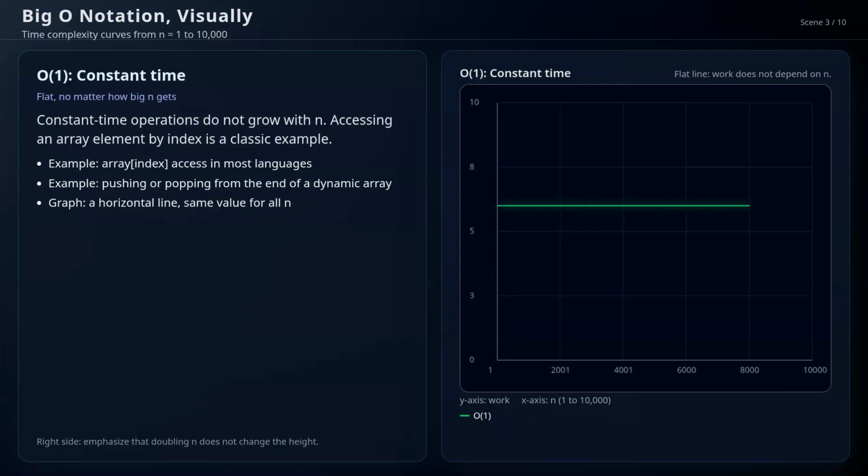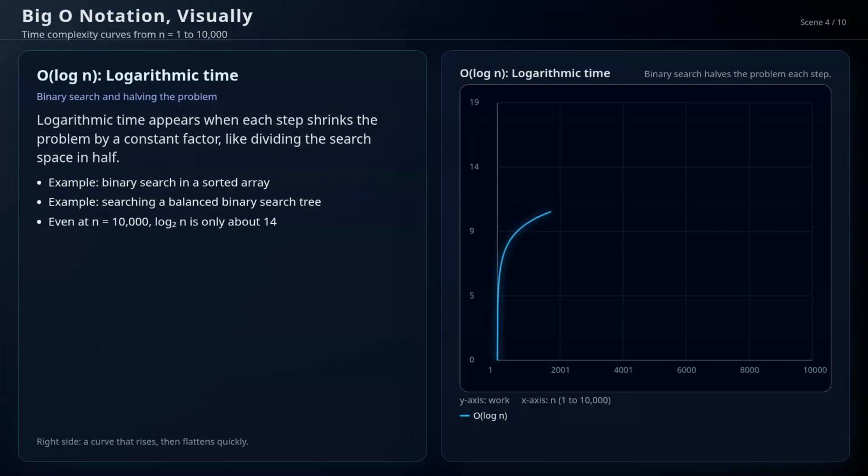Constant time, O of 1, means the work does not grow with n. On our graph, that looks like a flat horizontal line. Accessing an element by index in an array is typically O of 1. Reading an element takes about the same time whether the array has 100 elements or 10,000. In practice, nothing is perfectly constant, but as long as growth does not depend on n, we treat it as O of 1.